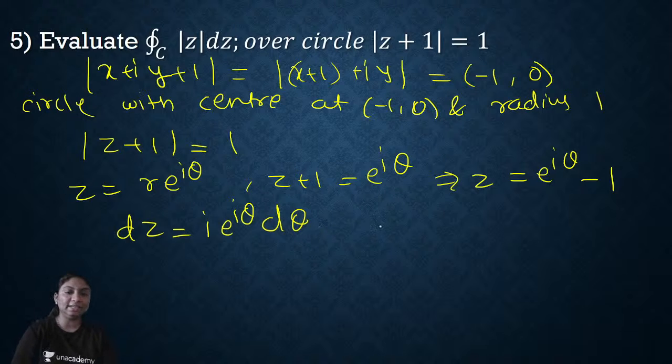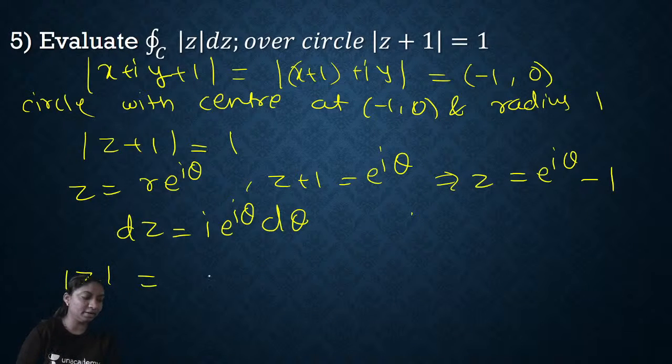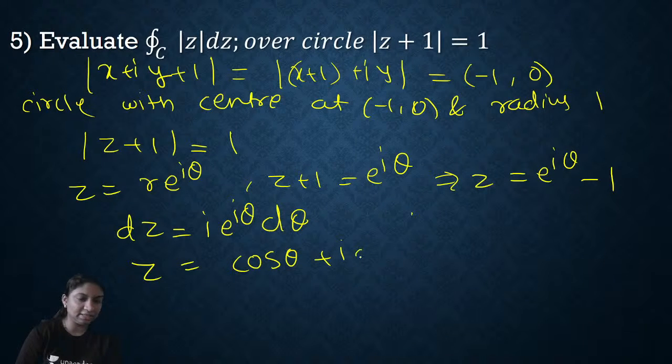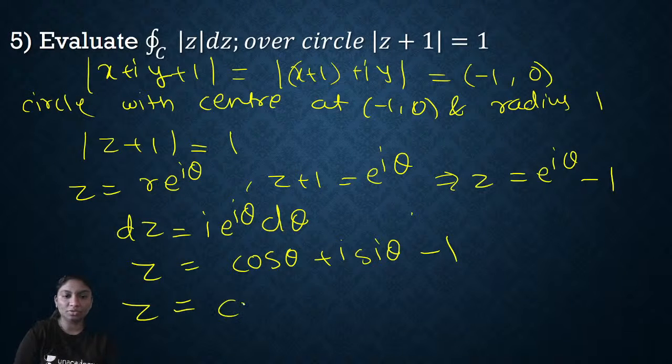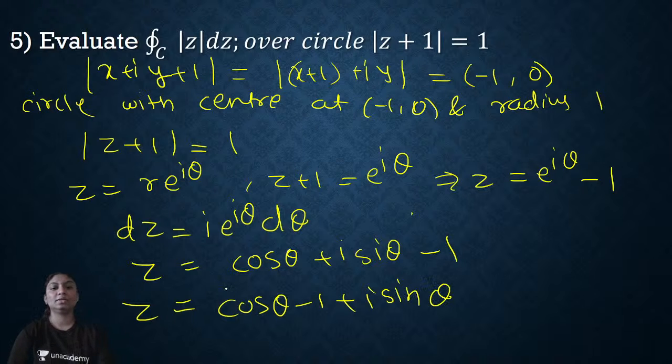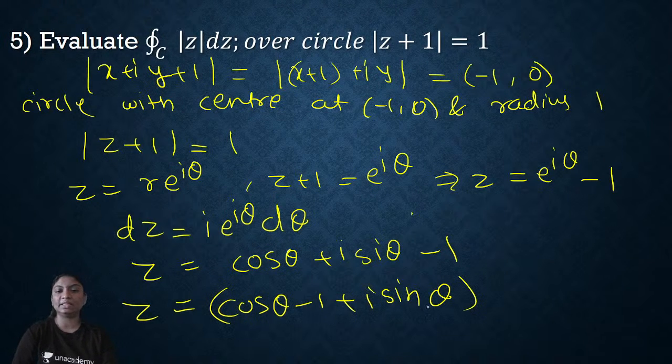Okay, now theta is varying from 0 to 2 pi. So first we will calculate mod z. So z is equal to e raised to I theta minus 1. It means, can I write cos theta plus I sin theta and minus 1. So take the real part. So cos theta minus 1 plus I sin theta, right? So this is your x and this is your y.